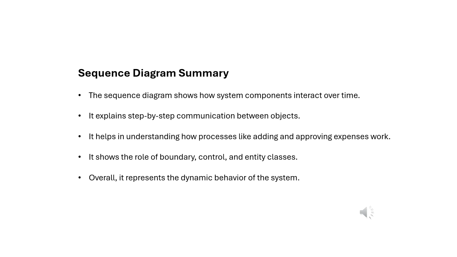This slide summarizes the sequence diagram section. The sequence diagram shows how system components interact over time. It explains the step-by-step communication between objects and helps us understand processes like adding and approving expenses. It also clearly shows the role of boundary, control, and entity classes. Overall, the sequence diagram gives a dynamic view of the system and helps explain how tasks are performed in the correct order.